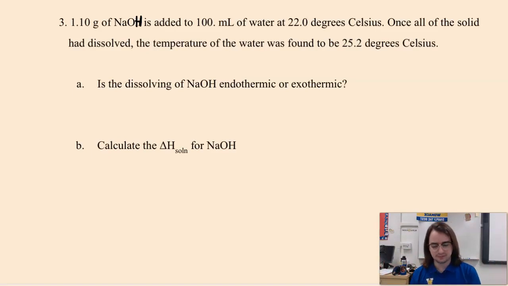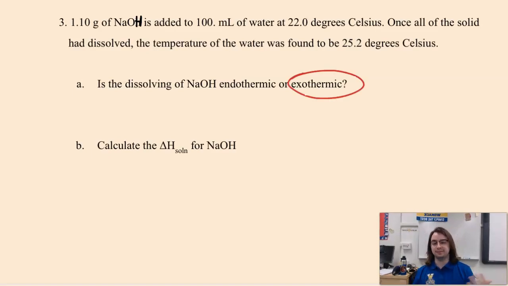So let's look at the temperature. We went from 22 degrees Celsius to 25.2 degrees Celsius, which means our temperature increased in the water. Where did that energy come from? It must have come from the NaOH. So that means this process must be exothermic. That's all it takes. It's as easy as that.